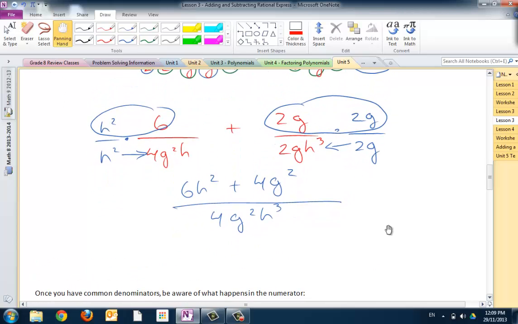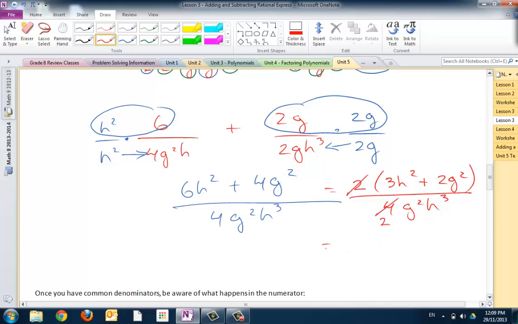Now, I can simplify a little bit here, and in order to do that, I'm going to factor this top, and I can factor out a 2 and be left with 3h squared plus 2g squared. And in the denominator, because I've got a 4, that 2 can cancel into that 4 and leave me with 2. So my final answer is 3h squared plus 2g squared all over 2g squared h cubed.